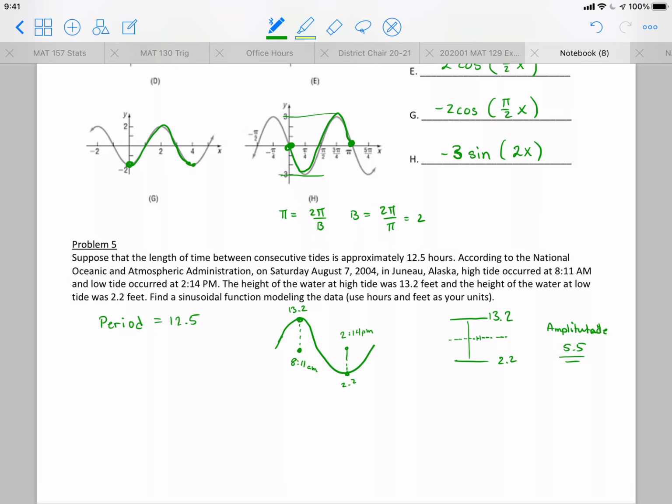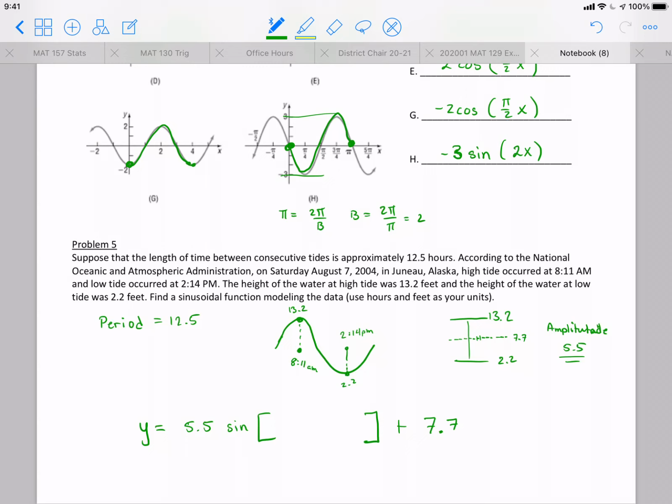Also, the center line is halfway through here. And so if you have an amplitude of 5.5, or you could average the two, or however you want to think about it, that puts the center line at 7.7. So I've already got a good chunk of my equation. An amplitude of 5.5 sine. Now, I don't know what's going on inside, so I'll be a little patient on that. And then plus, where's my center line? 7.7.